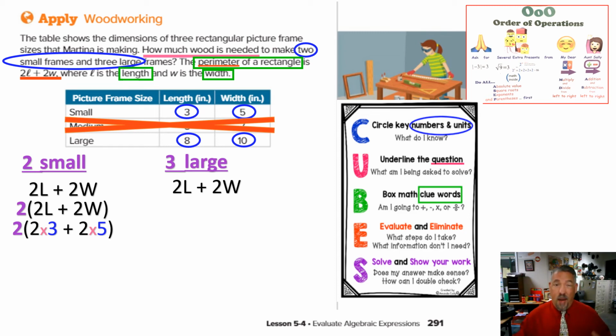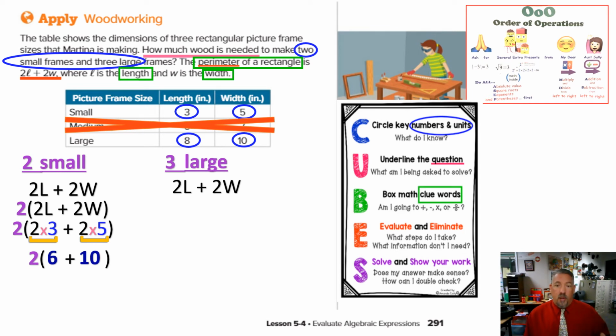Now that I've gotten to that point, I've thought about it, I've worked through it, I've marked it up. Now I have really just basic math to do, and I can do that. So I'm going to follow my order of operations, and I'm going to do my multiplication that's inside my parentheses. So going from left to right, I have 2 times 3, and 2 times 3 is 6. And then I have 2 times 5, and 2 times 5 is 10. I bring down my other information. So I bring down the 2, I bring down my parentheses, I bring down my addition.